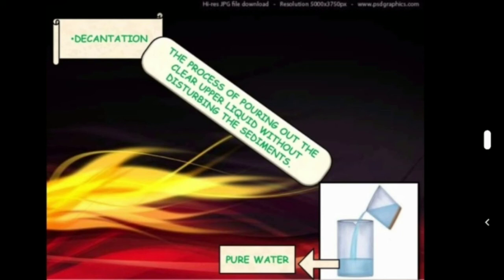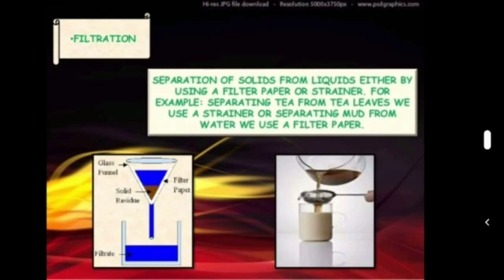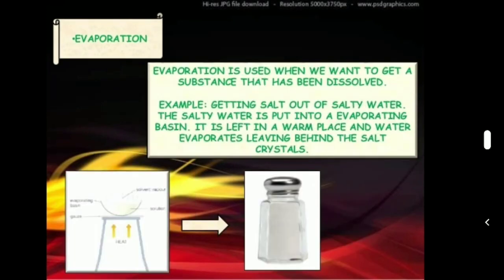Next is filtration, separation of solids from liquids either by using a filter paper or a strainer is known as filtration process. For example, separating tea from tea leaves, we use a strainer, or separating mud from water, we use a filter paper.